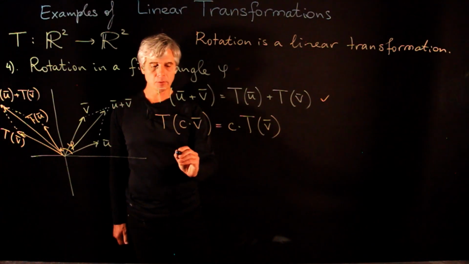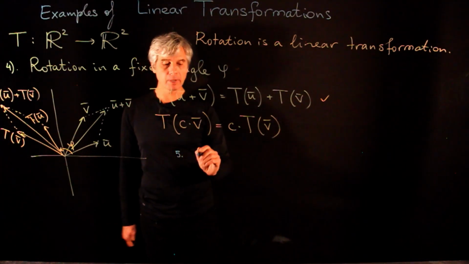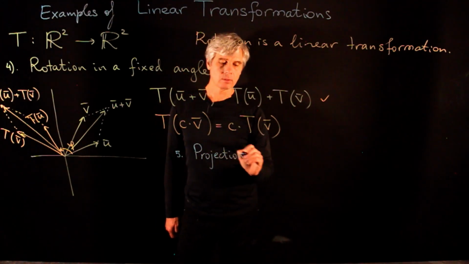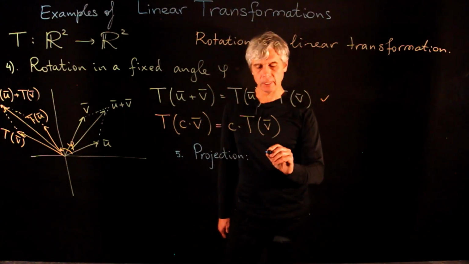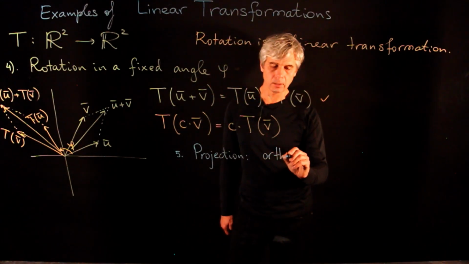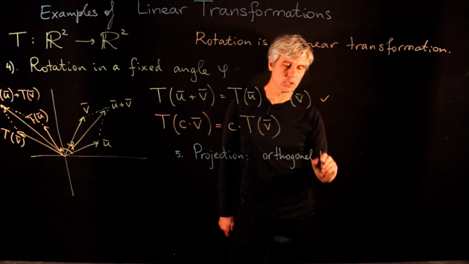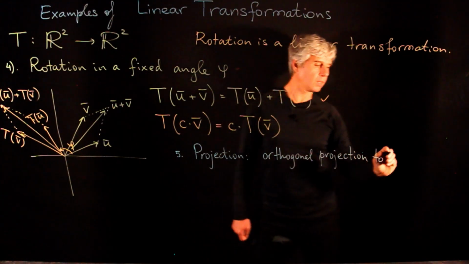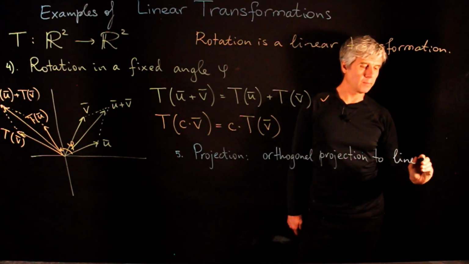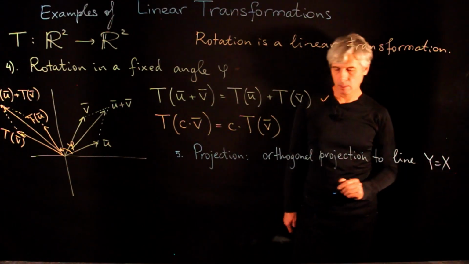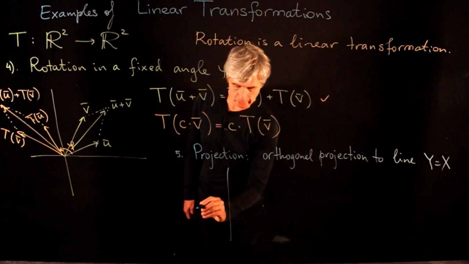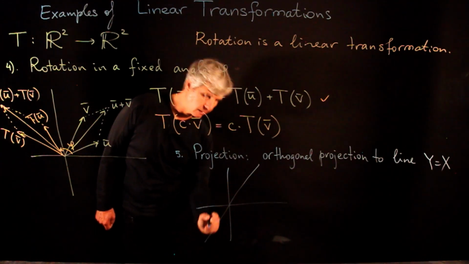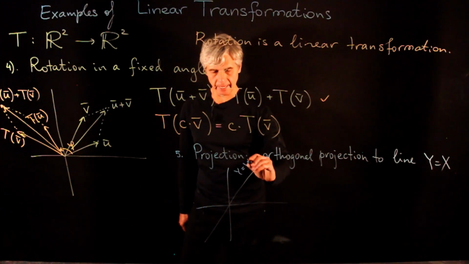Another example of a linear transformation on a plane is a projection. More specifically, let's take orthogonal projection to the line, say, y is equal to x. So how does this transformation work? Here we have a plane, and let's consider the line y is equal to x.